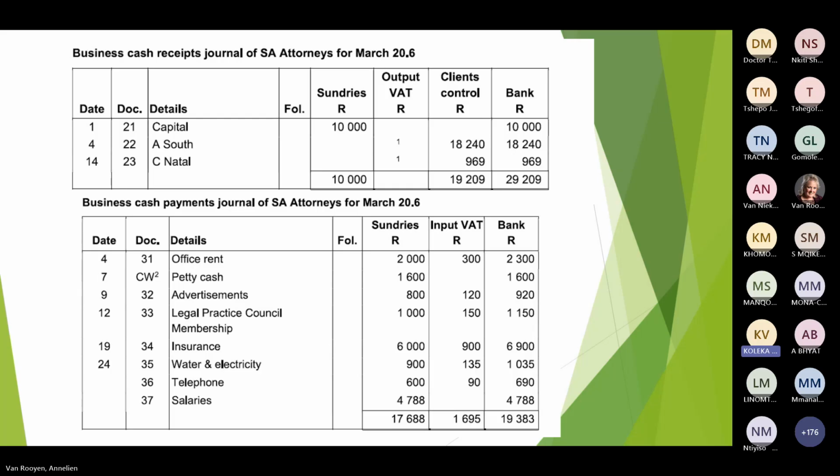Okay, so I must just put a 1 there for the output. Or you can just leave it open. There shouldn't be any VAT on a transaction where a debtor pays his account.